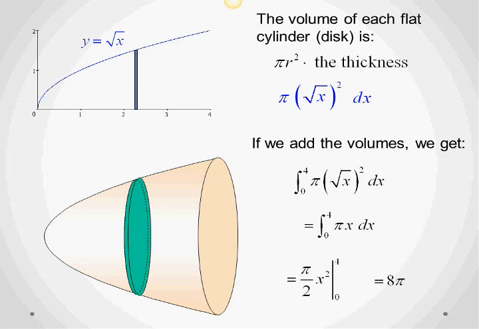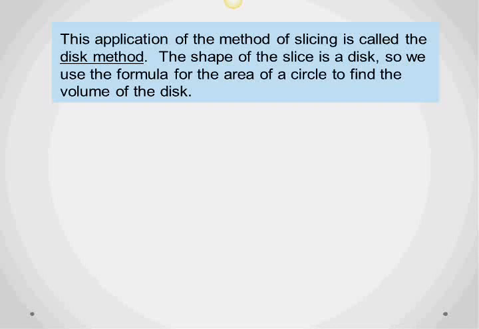When I put 4 in, I'll get 8 pi. When I put 0 in, I'll get 0. And so I get an answer of 8 pi. So that is the volume of that nose cone.